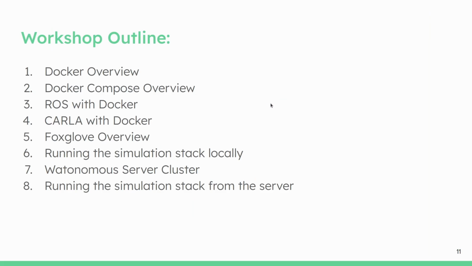For this workshop, we're going to do a quick overview of Docker, so you're familiar with that. Also look at Docker Compose. Then we'll specifically look at running ROS and CARLA with Docker. We'll take a brief look at Foxglove, and then the remainder will be actually deploying the whole stack in different configurations and walking through that. It is assumed that you have some knowledge of what ROS and CARLA involve. Docker we'll take a deeper dive into, and Foxglove we'll also take a little bit of a deeper dive into.